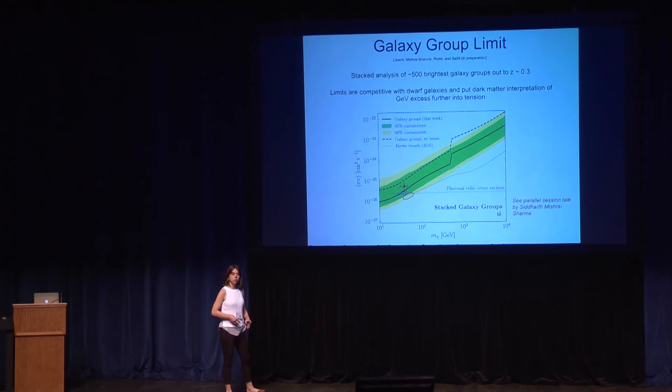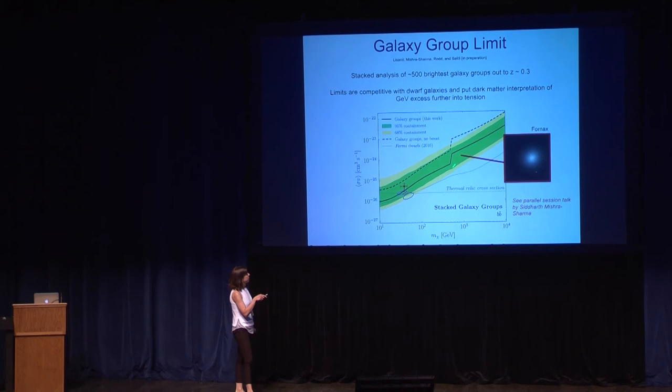Oh, yeah, and you might see that there's a slight loosening here of the limit. That's actually coming from a little statistical fluctuation in Fornax. It's essentially two photons that have popped up in one single energy bin right at the center of where the halo is.